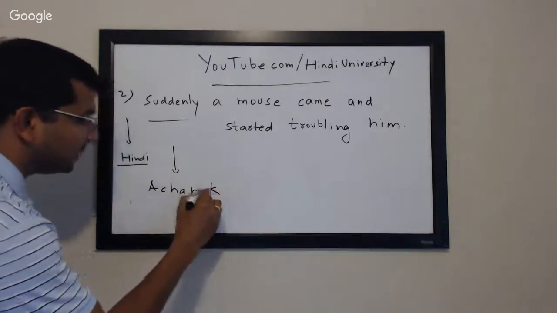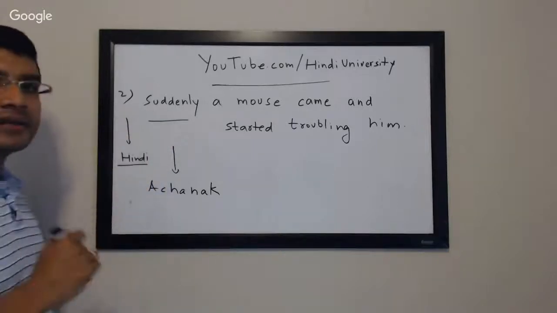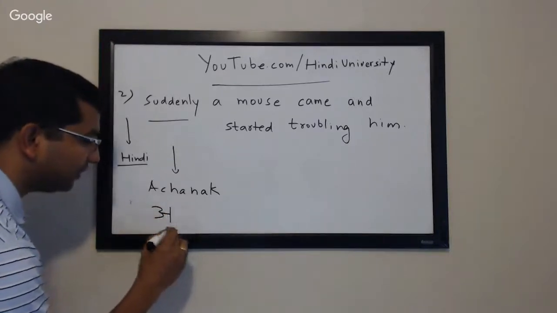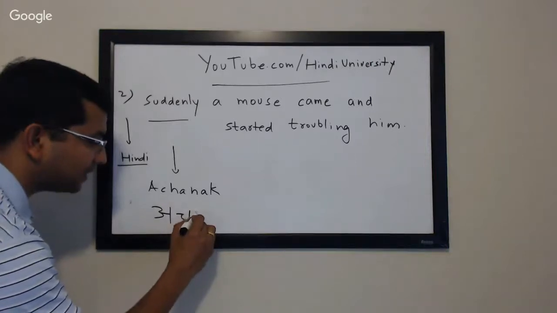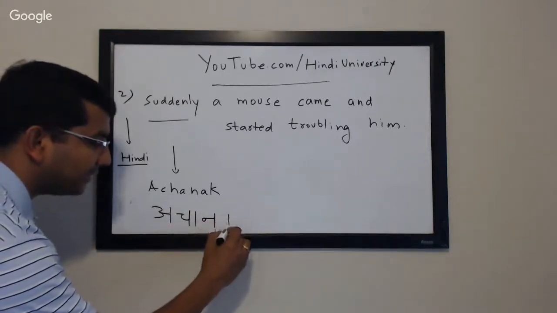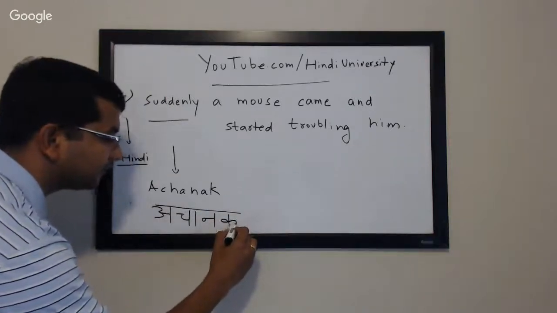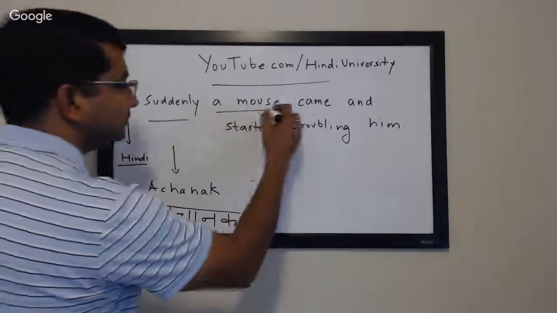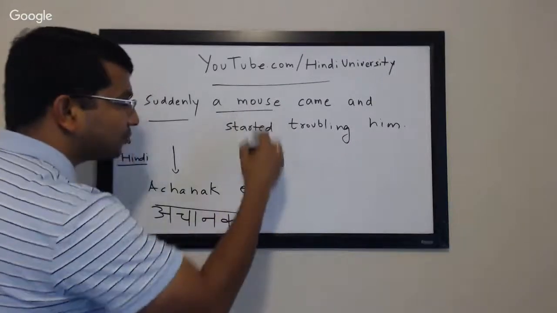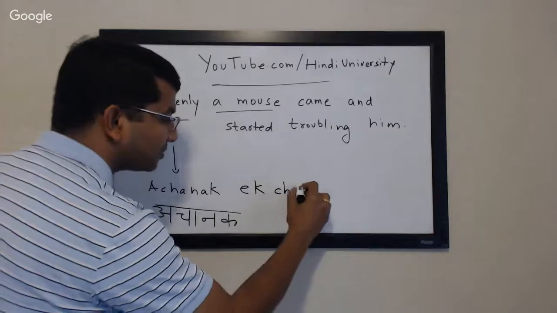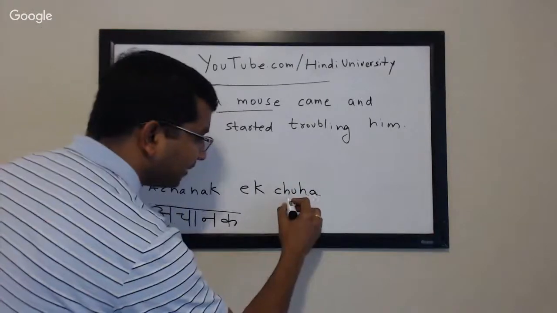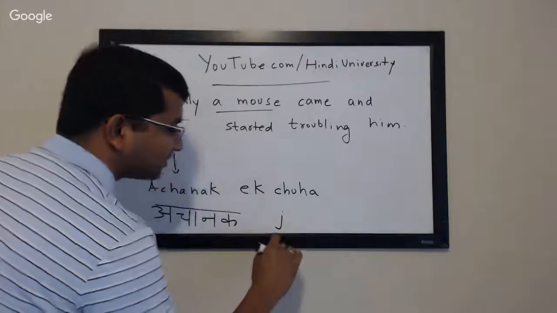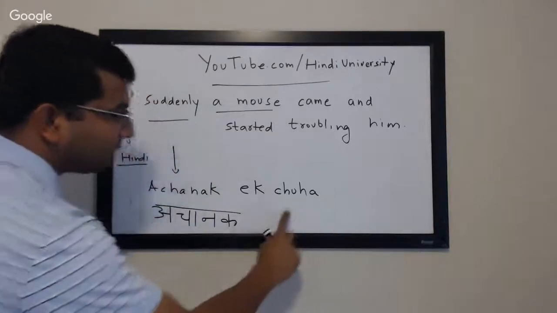So for those of you who are new to Hindi, even if you don't know, you can always ask Hindi mein suddenly ko kya kehte hain? And as Chelsea mentioned, it's achanak. So the way you write it in Devanagari, you have a, and then you have a ch with a, na, and then k, achanak, suddenly. Okay. And then a mouse came, ek chuha aya. A mouse is ek chuha. Very good. So ek chuha, one mouse. In Hindi, I know in Spanish, J is pronounced as her, but I'm writing it as it is, chuha aya.